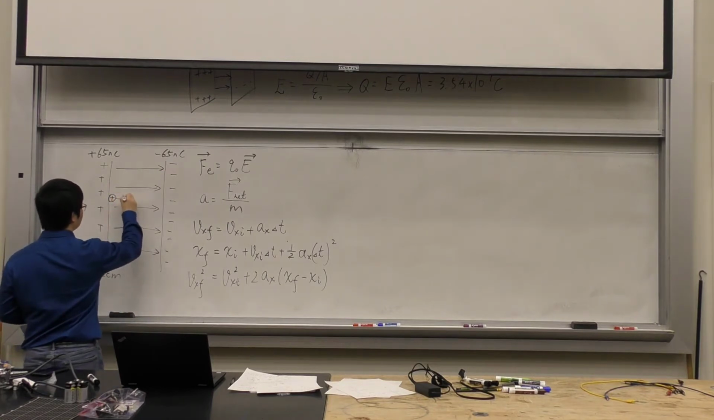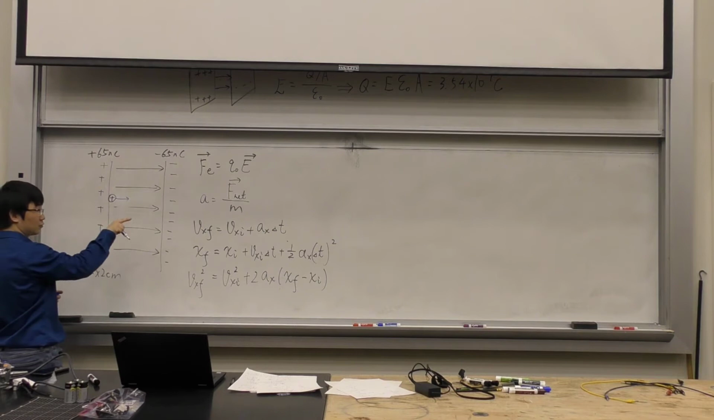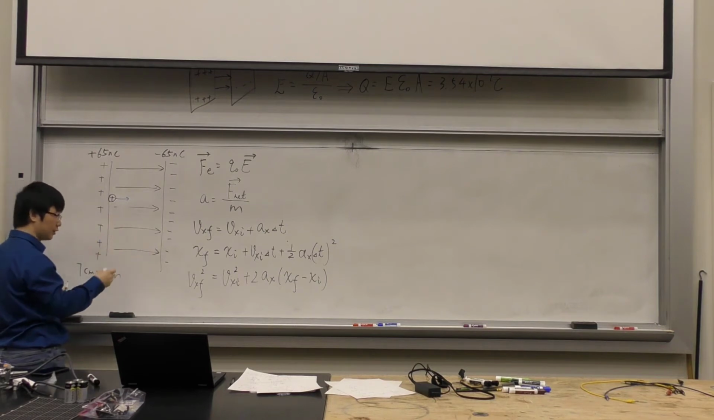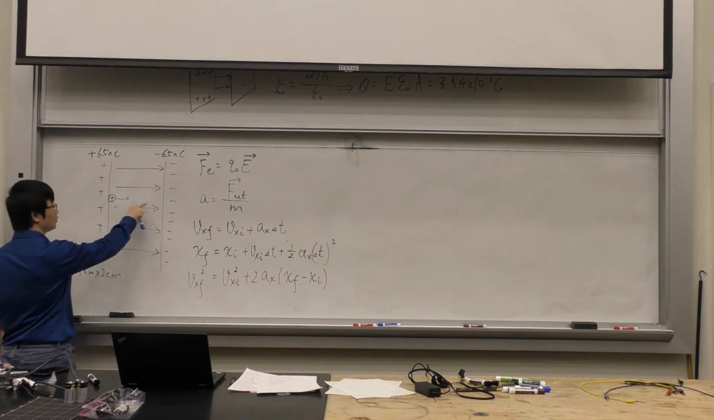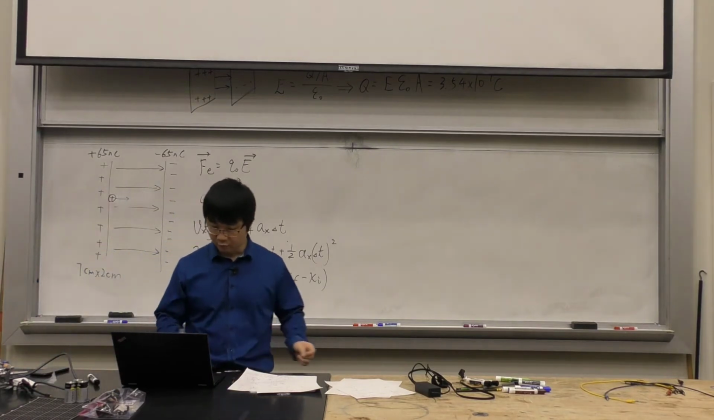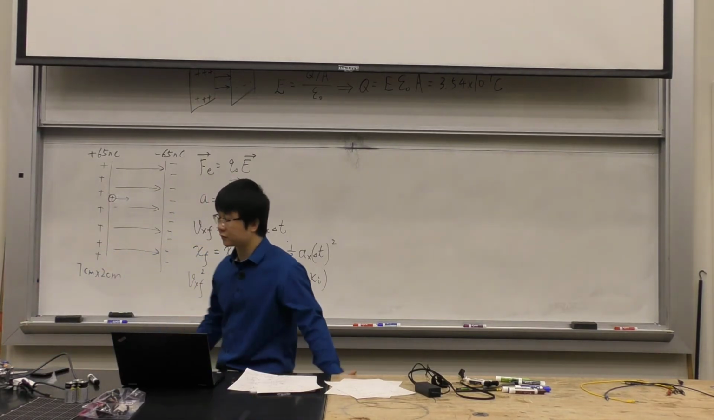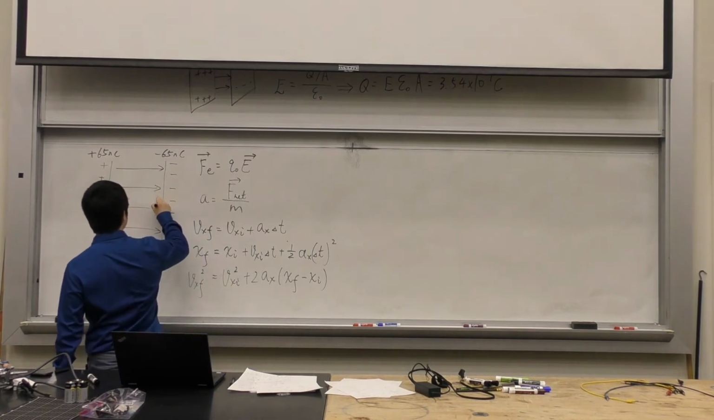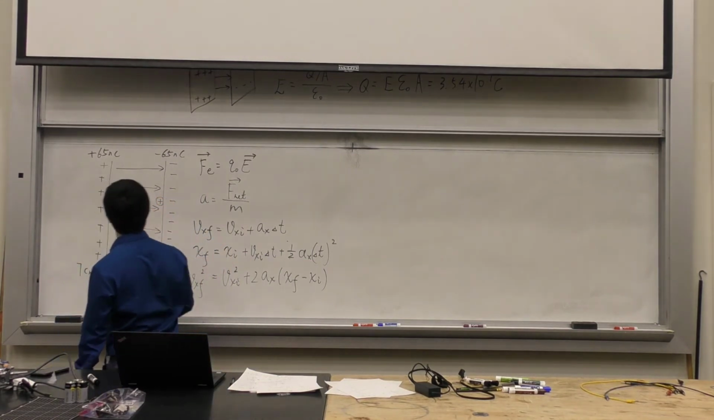If you release it here, it's going to feel a force to the right. The force is constant, so the acceleration is constant. It's going to move toward the negative plate, and it's going to get faster and faster because it's accelerating. So what do we want to predict? We want to predict the speed when it reaches the negative plate. Of course, at the end, it's going to reach the negative plate. We want to find the speed here.